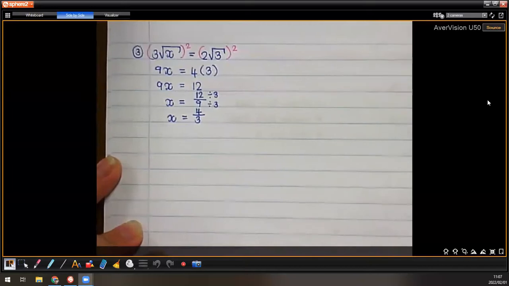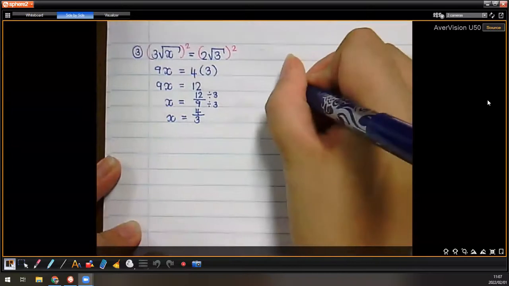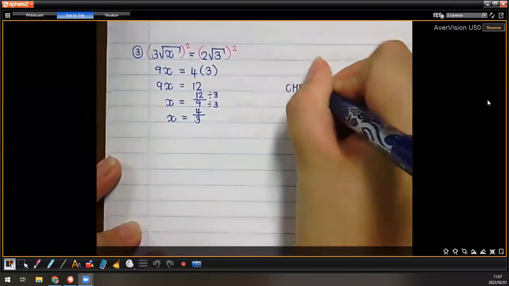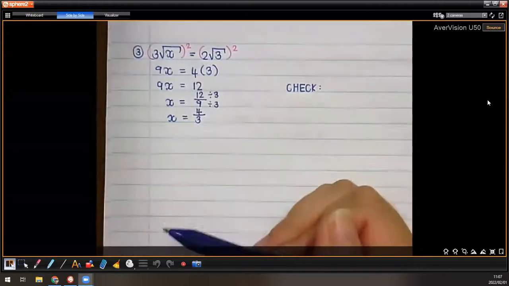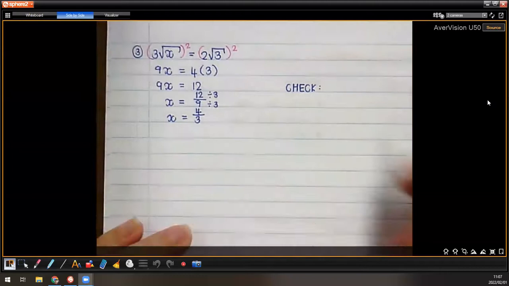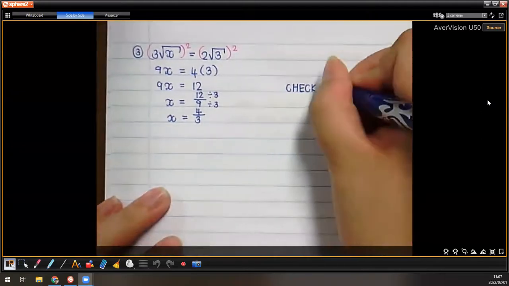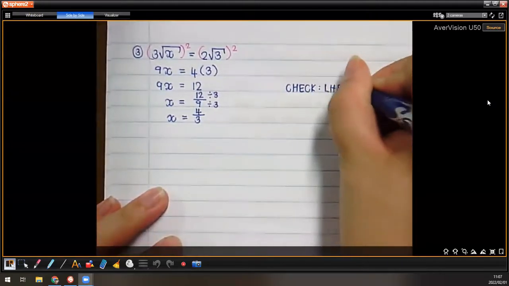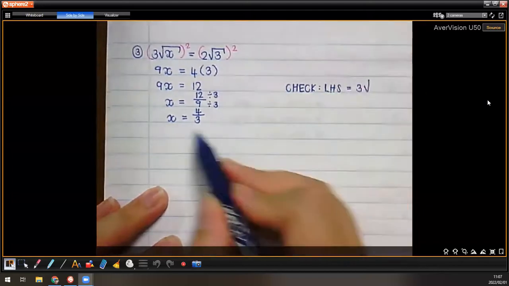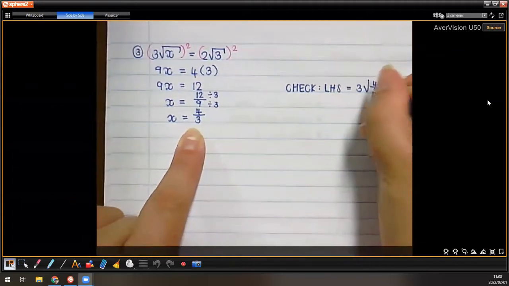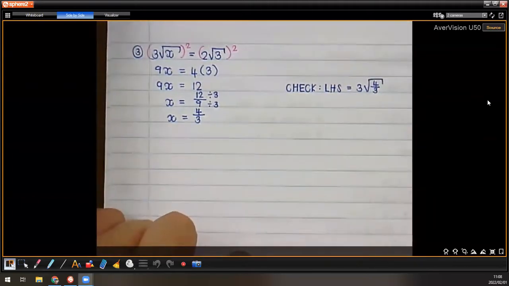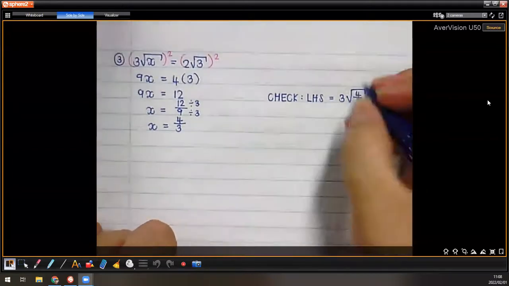Now we need to check whether this is actually equal to this. So I'll just do the check on the side. Because we didn't get 2 answers, but we still did a squaring step, so by doing that, we might have gotten an answer that doesn't work. So on the left-hand side, we have 3 times root x. Now x is 4 over 3, so root 4 over 3. It's a bit difficult to do that in your head, so just type that into the calculator and tell me what you're getting.